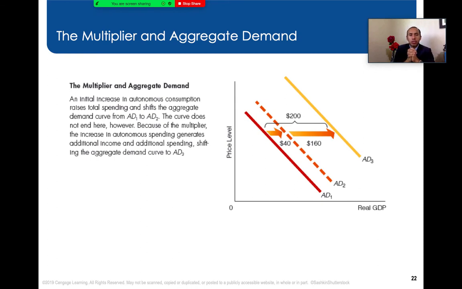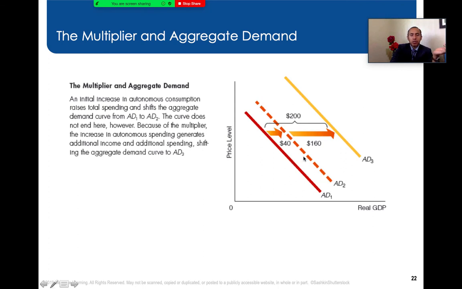The multiplier, graphically illustrated, shows how it affects aggregate demand for the aggregate behavior of the economy. The total behavior of the economy is represented by aggregate demand. So an initial increase in autonomous consumption is represented by the movement from AD1 to AD2 and AD3. So here we have aggregate demand, which is consumers, investors, government, the price level on the vertical axis, real GDP on the horizontal axis. If we increase the consumption here from AD1 to AD2 by 40 million, the curve doesn't end exactly at AD2.